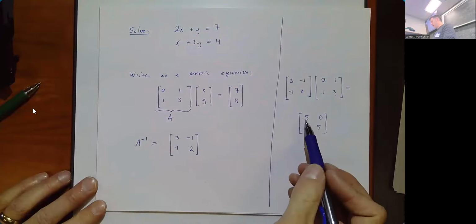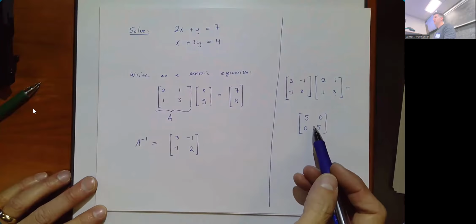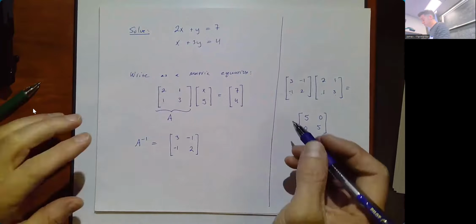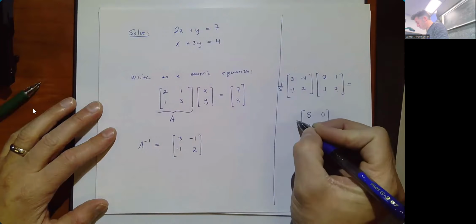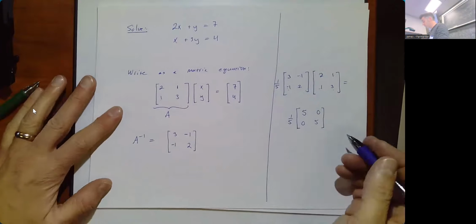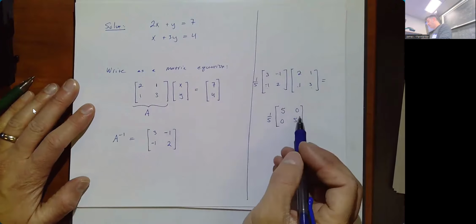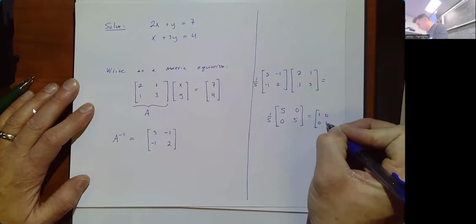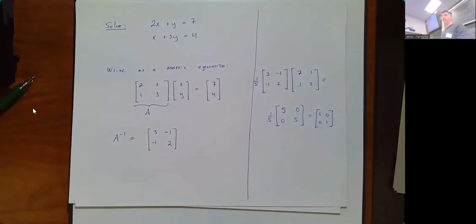What do I want in the diagonals there? I don't want 5s. I want 1s. So what do I need to divide by? Divide by 5 or multiply by 1/5. Now we'll talk about where that came from in just a second. But I want to point out 1/5 times this matrix is the identity matrix 1, 0, 0, 1. We're just multiplying every entry by 1/5.